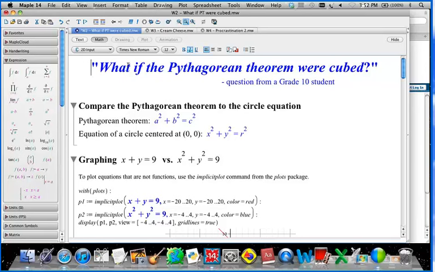And all this came from a silly, poorly motivated, poorly formulated question that came at the end of class one day from some kid who had no idea what he was talking about. What if the Pythagorean theorem were cubed? And that question led to some marvelous insights.